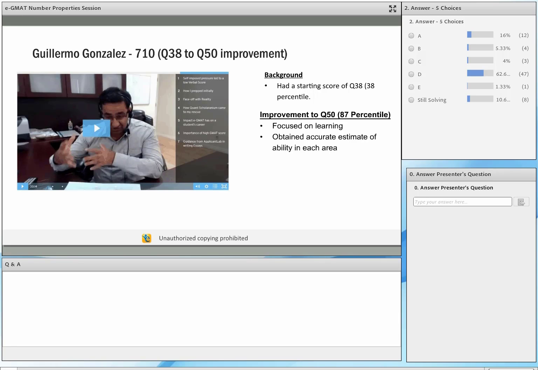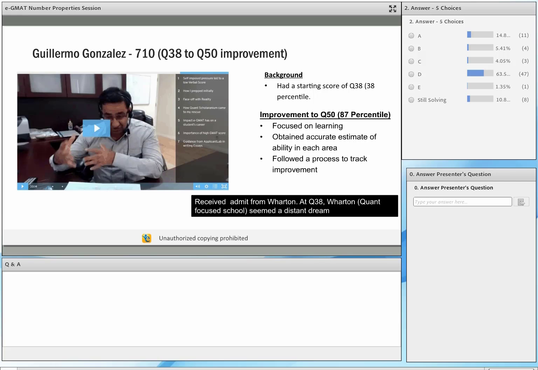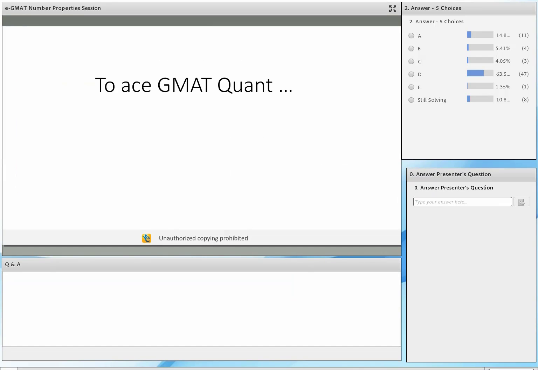Okay, he was short on time, so he utilized analytics in Quant Scholaranium to isolate the areas where he needed most help. And he, like Leonardo, utilized the custom quizzing feature in Scholaranium to ensure that he did improve upon those topics. Okay, and he actually received an admit from Wharton. But again, if you think about it, at Q38 initially, Wharton, which is a quant focused school, seemed like a distant dream, but he was able to get to his dream school once he applied the right process in order to improve his quant score.